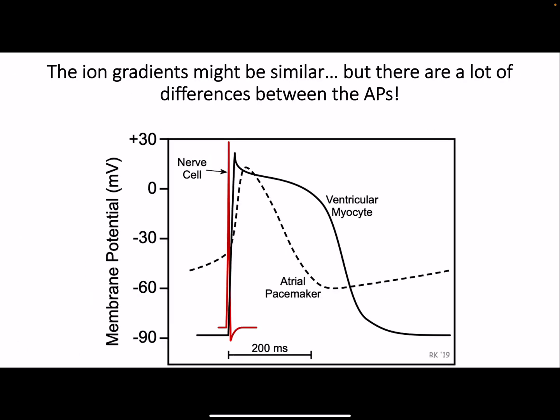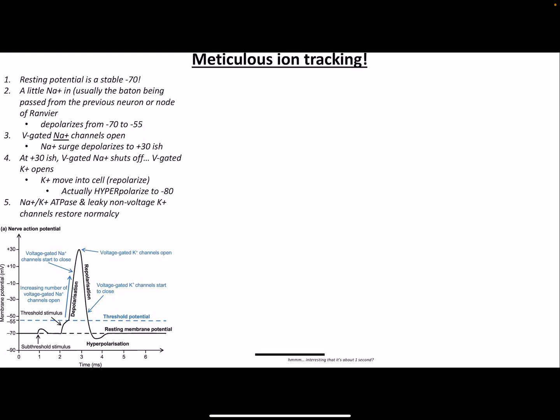So the ion gradient's different, or similar, but there are a lot of differences between the action potentials that we'll get into. This is probably more detail than you would ever want, but I really think not only can they get pretty meticulous and detail oriented for the NBMEs, but understanding this is really going to set the groundwork for understanding arrhythmias, understanding ECGs, EKGs, and antiarrhythmic medication.